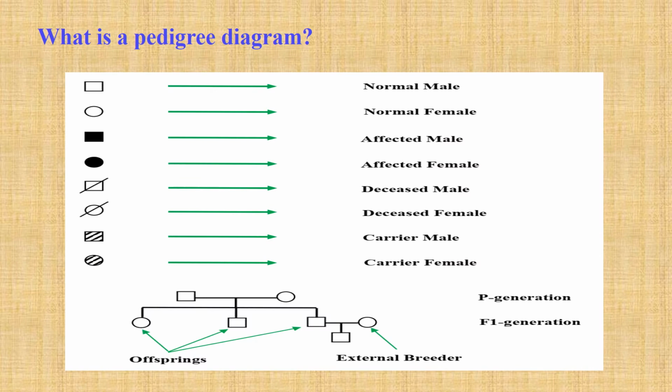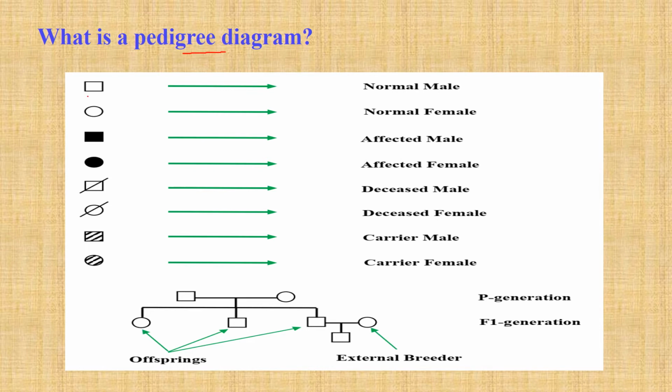A pedigree diagram is a diagram that shows the pattern of disease inheritance in a particular family. That means from a pedigree diagram, you can interpret the type of disease inheritance that flows in that particular family. There are some signs that are usually used in drawing pedigree diagrams, and if you don't know what these signs stand for, it will be difficult for you to interpret a pedigree diagram.